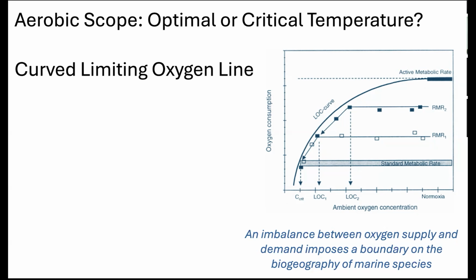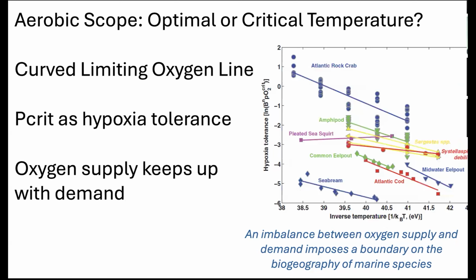And again, this standard or resting metabolic rate is well maintained down to some critical oxygen level, and the critical oxygen partial pressure is often interpreted as an indication of hypoxia tolerance. That hypoxia tolerance typically declines with increasing temperature. This is an inverse temperature graph, so higher critical oxygen levels at warmer temperatures. And because that typically declines with increasing temperature, that is often interpreted as a loss of oxygen supply capacity as well at warm temperatures.